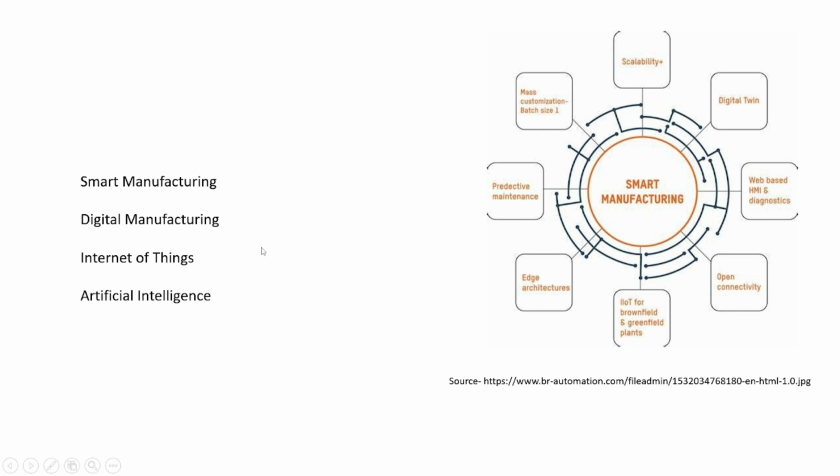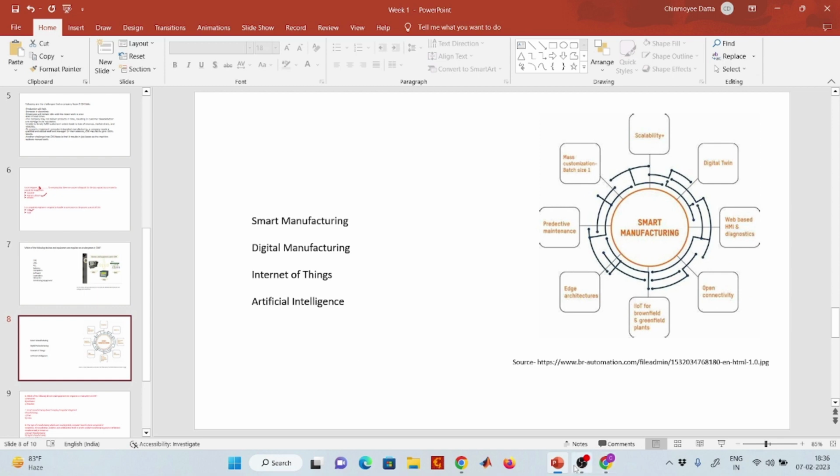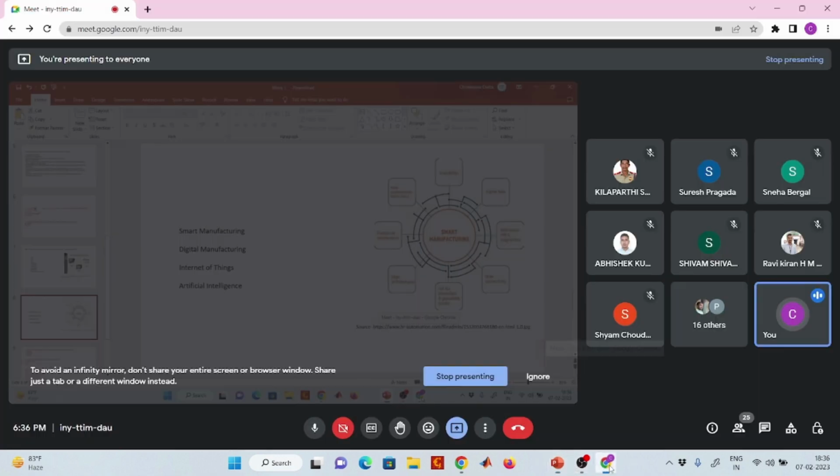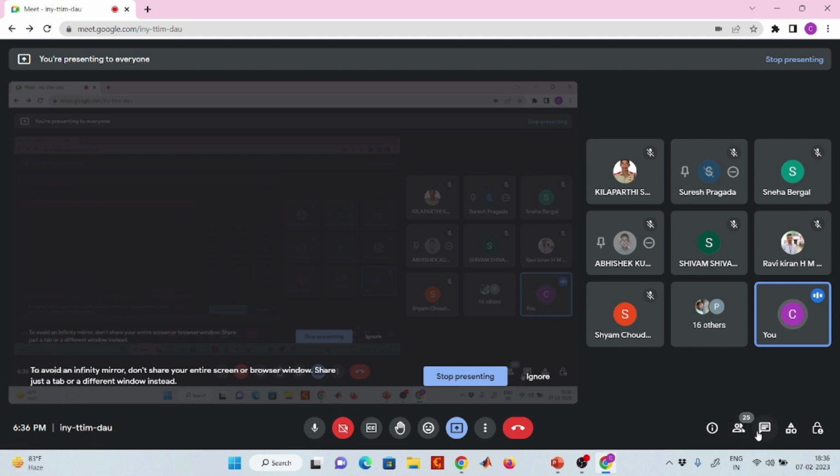And then comes the digital manufacturing process. It is the use of integrated or computer based systems. Okay, let me ask you, what do you mean by digital manufacturing? Can anyone please explain or tell a few words about the digital manufacturing process?